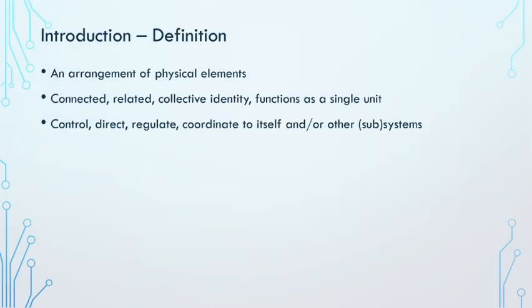Okay, so let me move on to the definition. Introduction, definition. Now I've decided to compartmentalize the definition into three major concepts. The first thing about a system in the engineering sense of the word, even in the biological sense, is that it has multiple elements arranged. An arrangement or a collection of multiple elements. That's the first criterion.